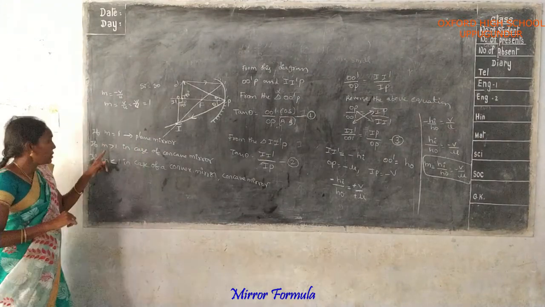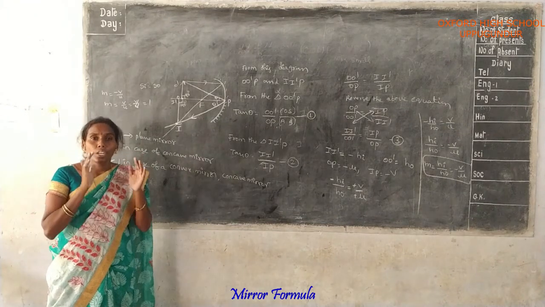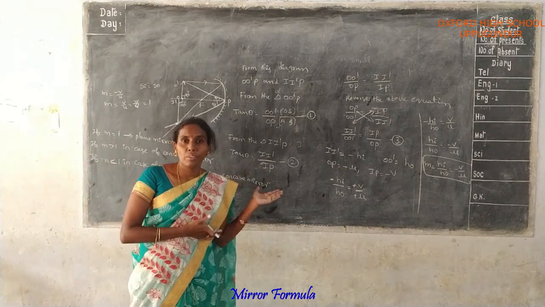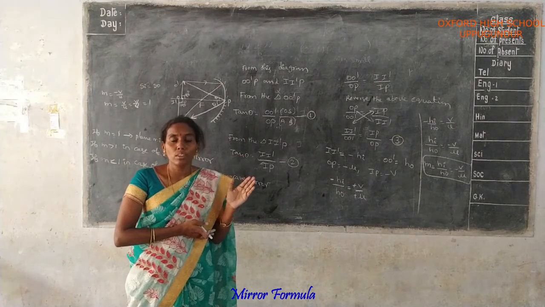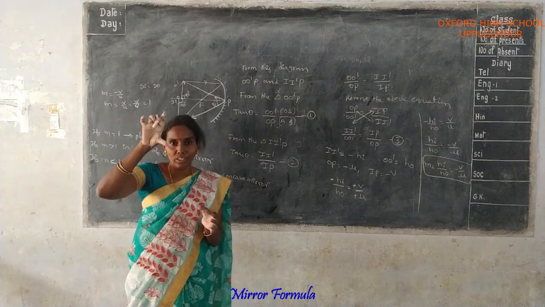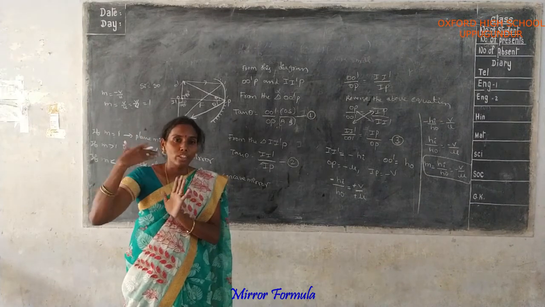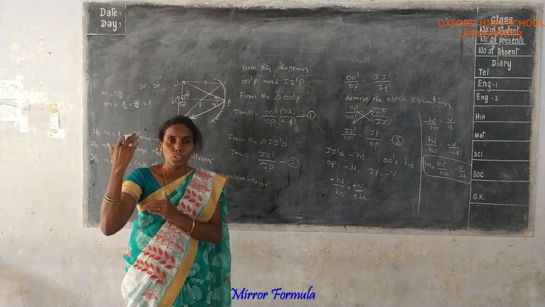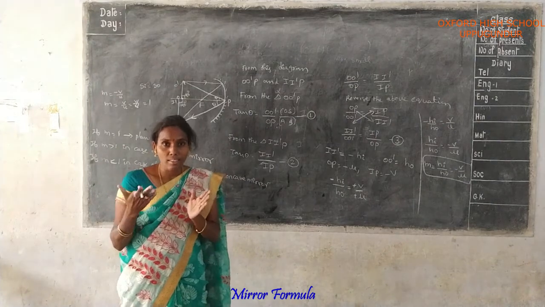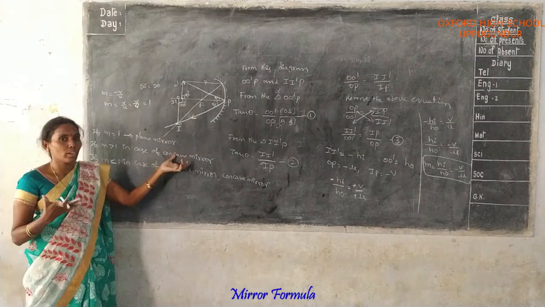And next, M is greater than 1 in the case of a concave mirror. For example, if an object is placed between F and C, between focus and center of curvature, the image is formed beyond the center of curvature. The image is enlarged. That means the height of the image and the image distance are increased. In that case also, the magnification is greater than 1 in a concave mirror.